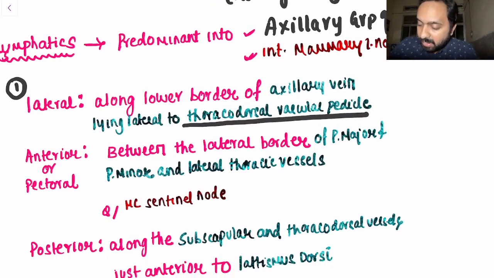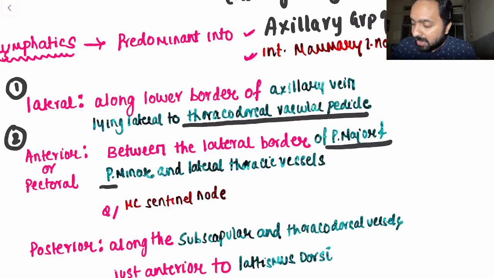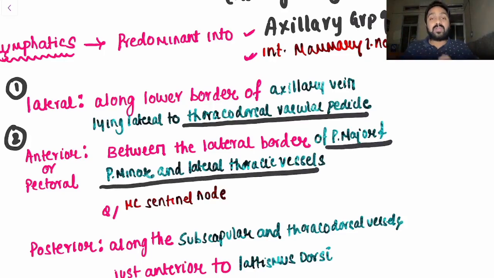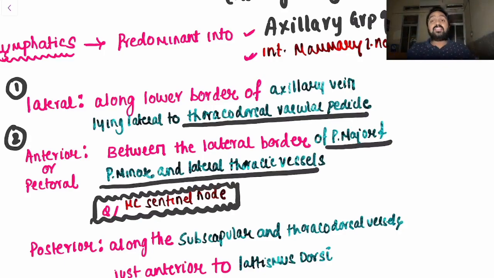Then we have your anterior or pectoral. Now this anterior or pectoral lies between the lateral border of pectoralis major and minor and lateral thoracic vessel. So another important point to remember is that this anterior or pectoral are your most common sentinel lymph node. So when we do the sentinel lymph node biopsy, the most common sentinel node is usually from your anterior or the pectoral group of lymph nodes.